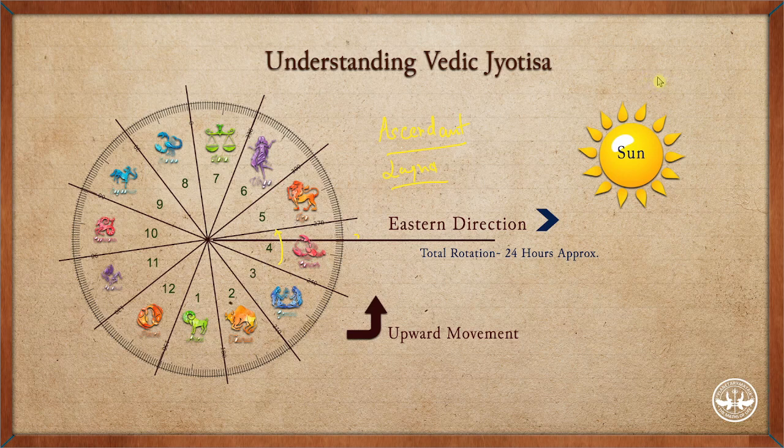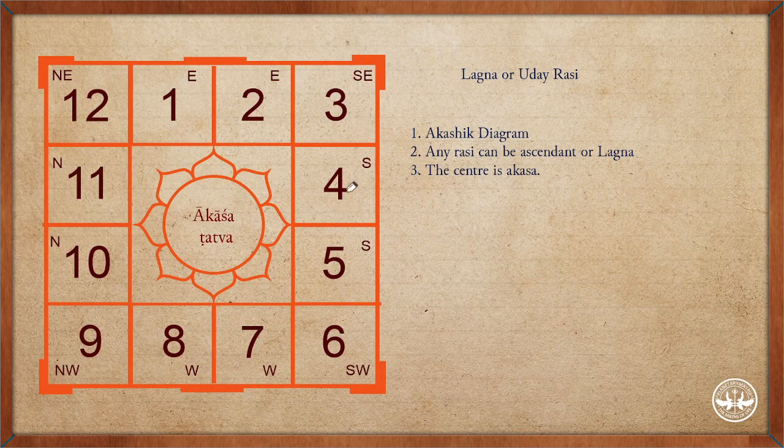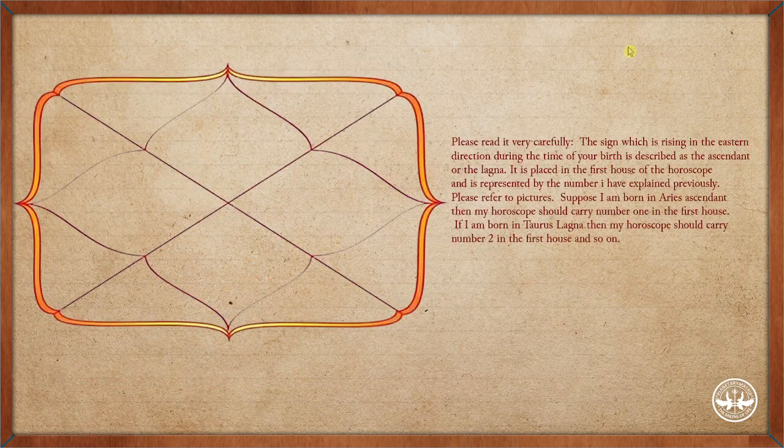And how is this represented in the horoscope? In the South Indian case, it is represented in this manner, where Rashis are fixed: this is Aries, this is Taurus, this is Gemini, and they remain fixed in this particular method. In our North Indian system, it is not fixed. It changes. So whatever Rashi is rising, we write it here as lagna.